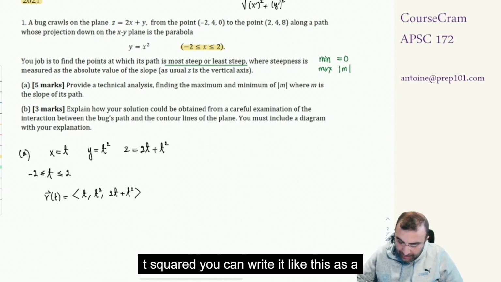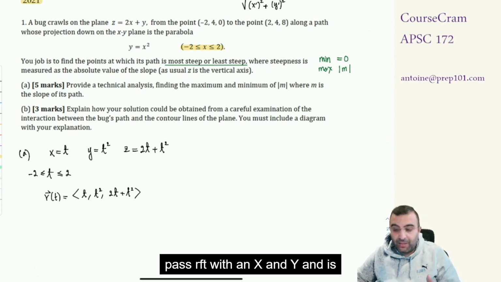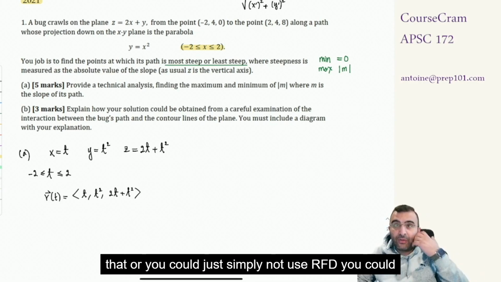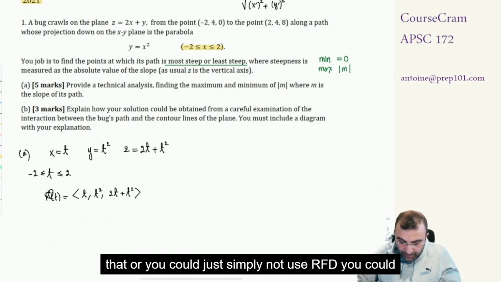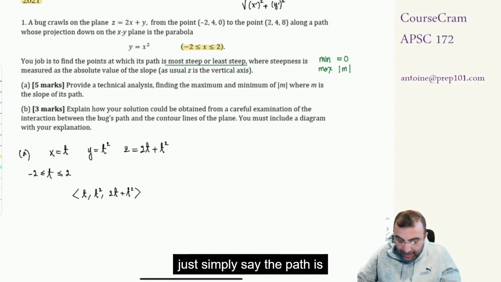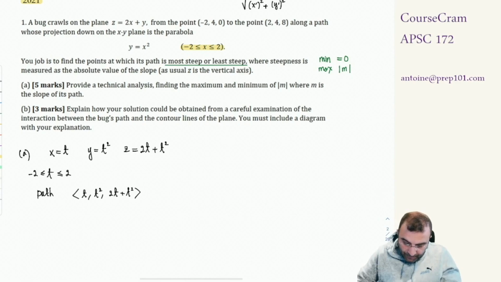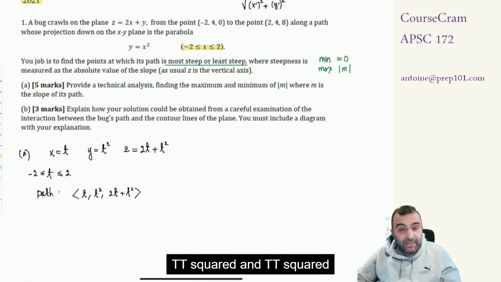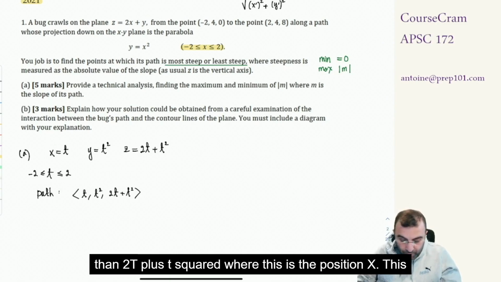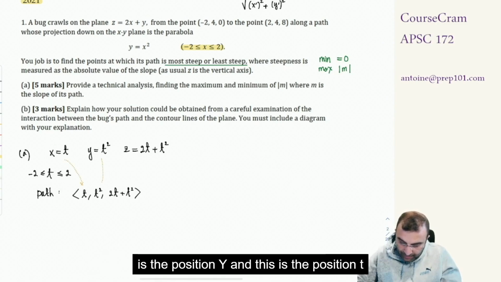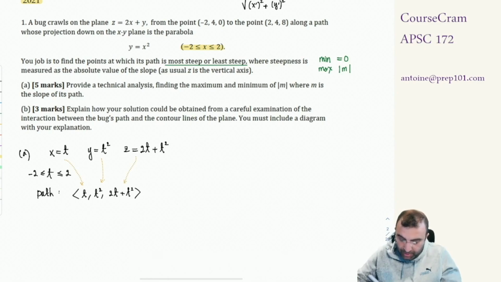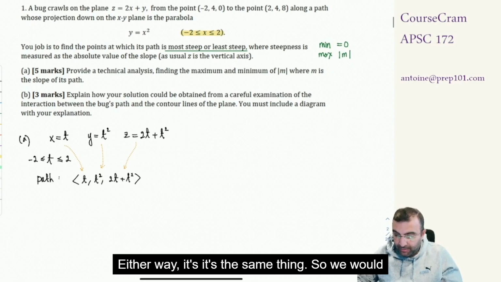You can write it like this, as a path r of t with an x and a y and a z, or you could just simply not use r of t. You could just simply say the path is t, t squared, and 2t plus t squared, where this is the position x, this is the position y, and this is the position z. So either way it's the same thing.